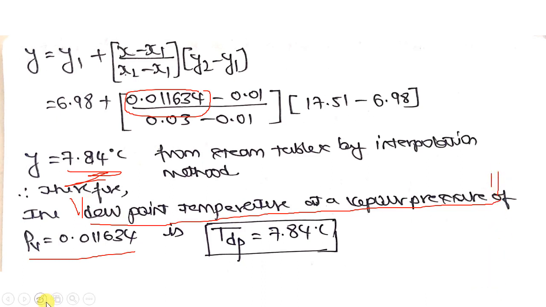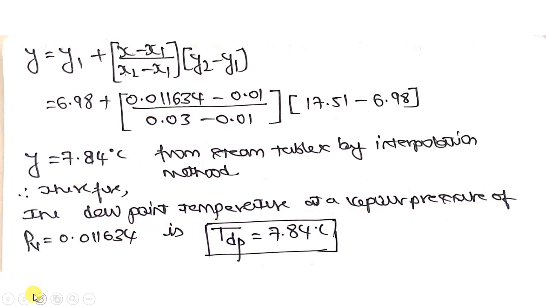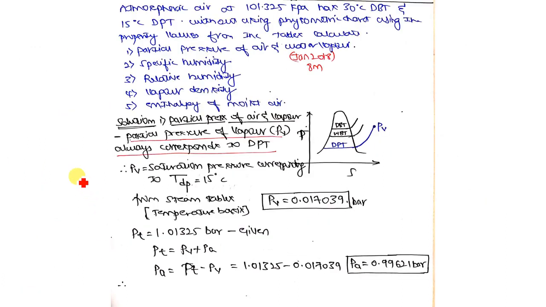So we shall try to discuss another problem now. This is the second problem. It states: atmospheric air is at 101.325 kPa, in bar it is 1.01325, and has 30 degrees Celsius DBT. So he has given the dry bulb temperature as 30 degrees Celsius, and he has given 15 degrees Celsius as DPT. So in this problem he has given the dew point temperature as 15 degrees Celsius and the dry bulb temperature as 30 degrees Celsius.